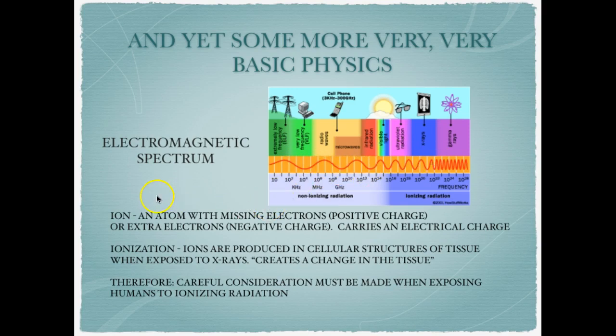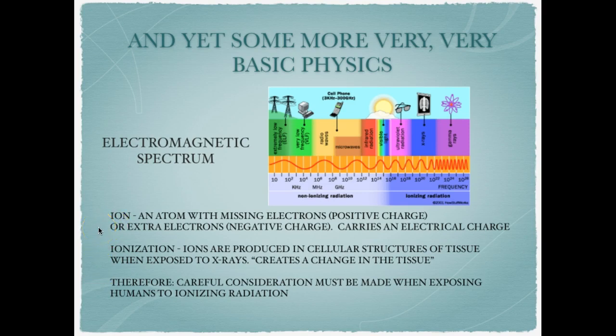So the word ionizing means that ions are produced, and ions can create cellular changes. That's what ionization does, it can create cellular changes to structures of tissue. And of course, as human beings, we're concerned with that. And science is concerned about how these electromagnetic waves, the non-ionizing radiation and ionizing radiation, affect humans. And we should also be concerned about animals.